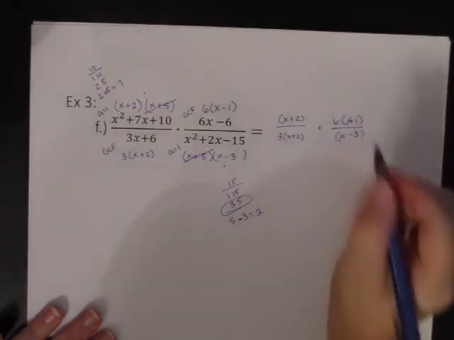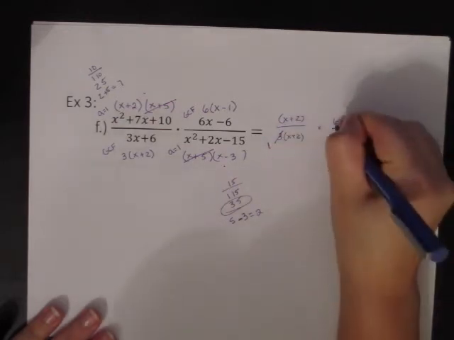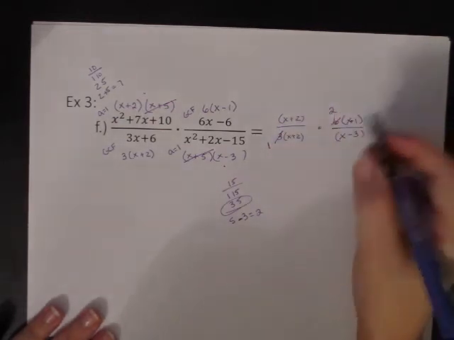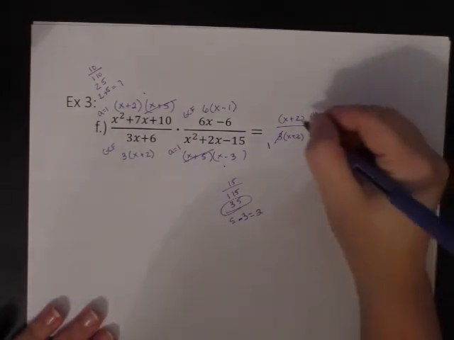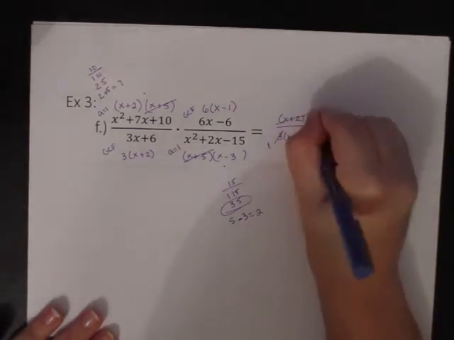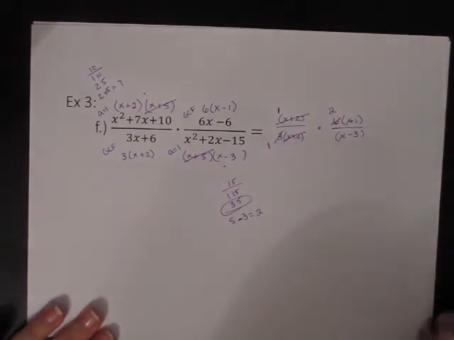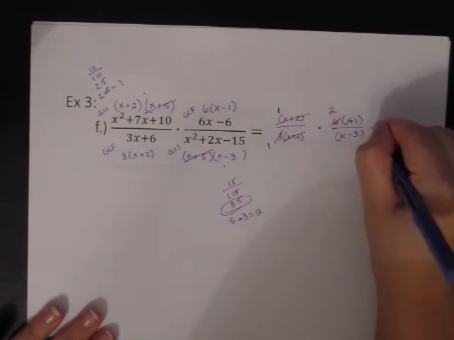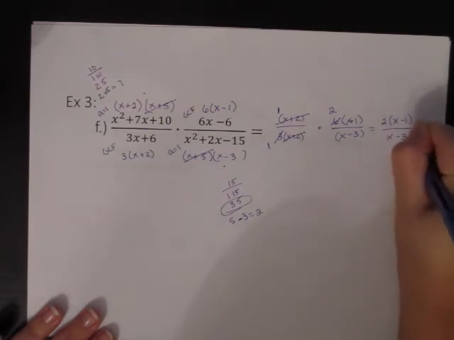So I know my 3 and my 6 will definitely cancel out. 3 divided by 3 leaves me with 1. 6 divided by 3 leaves me with 2. These aren't exactly the same, so I can't cancel that out. But if I look straight up and down, the x plus 2 goes away. Okay, so really I'm going 1 times 2 times x minus 1 over x minus 3.